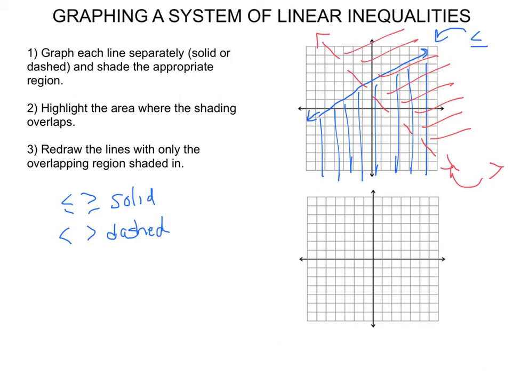So what I like to do usually in these kinds of problems is I like to go ahead and just redraw my lines. Here's the first line, here was the second dashed line, so that for my solution, I only have the shaded region, and that's the answer. That is what your system of linear inequalities looks like when it is graphed.